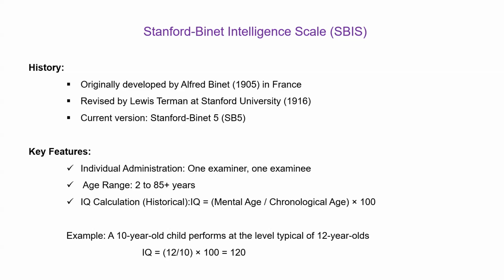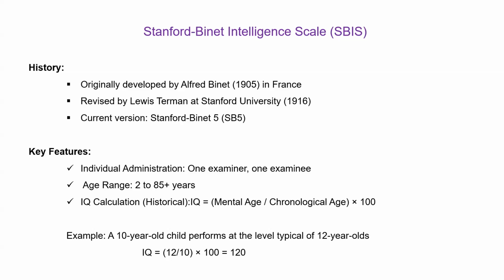Just think of it like this. These boys, chronological age by birth, his age is 10 years and he performs at the level typical of 10-year-olds. Then what is his IQ level? 10 by 10, 1 into 100, that equals 100. IQ level is 100, a normal person's. But this boy's IQ is somewhat higher, 120.